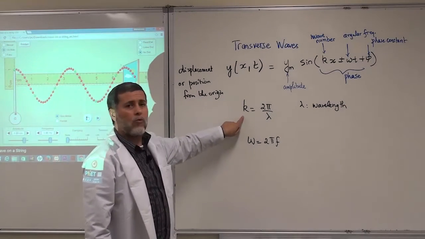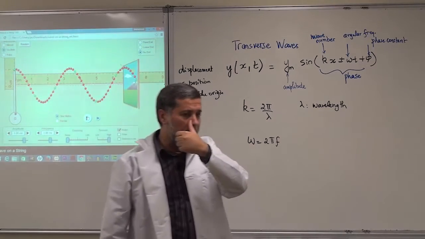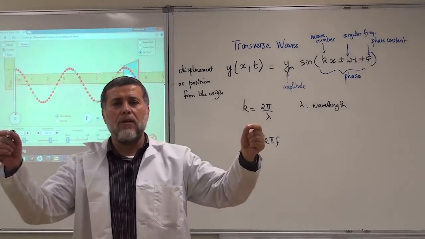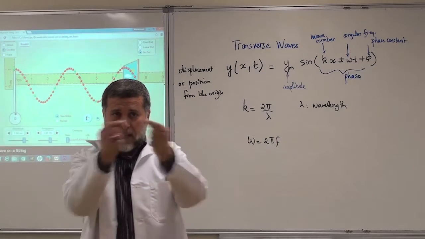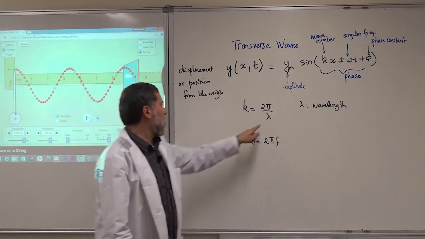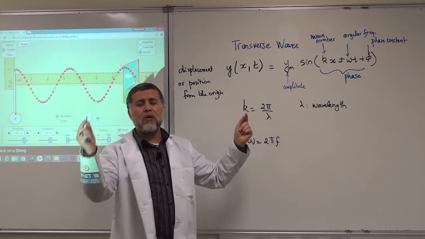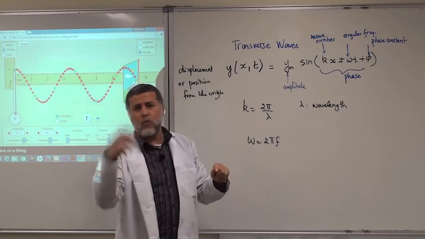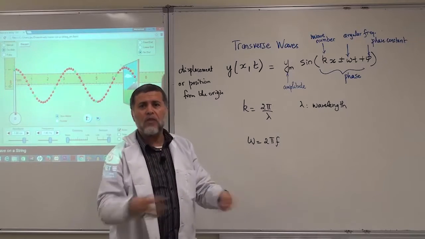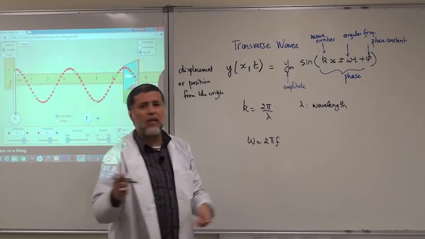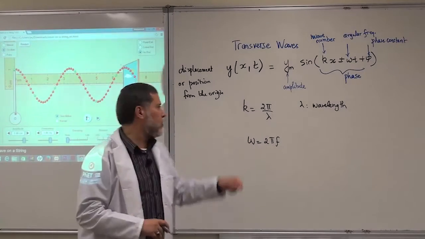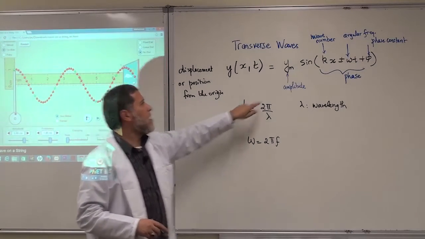Now what is a wave number? The wave number is defined as how many wavelengths you have in 2 pi meters. If you look at a distance of 2 pi meters, how many wavelengths? If in 2 pi you have only one wavelength, your k is 1. If in 2 pi you have two wavelengths, your k will be 2, and so on. So k is the number of wavelengths you have in 2 pi meters. It's called the wave number.